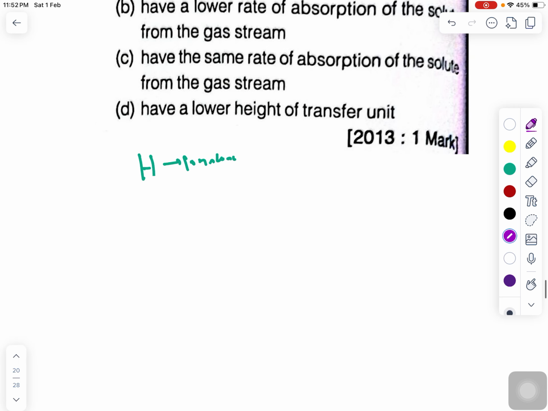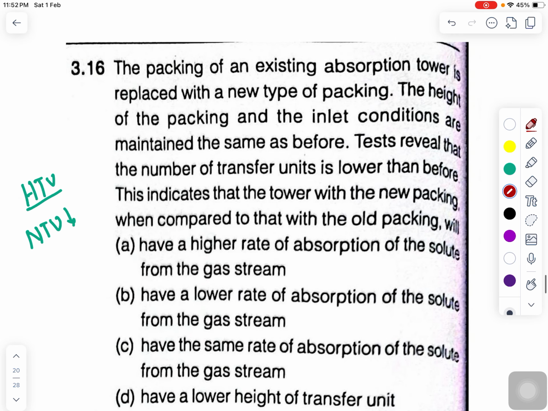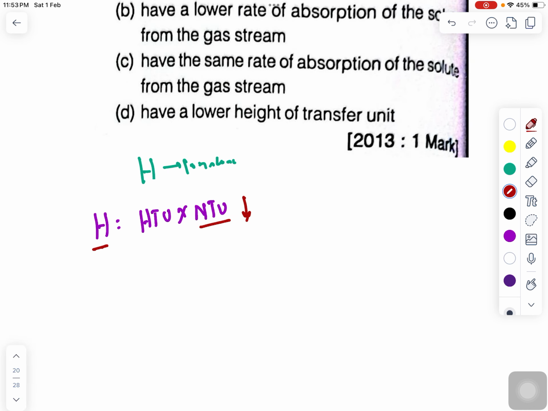If height is constant, then what is the height of the tower? Height is your HTU multiplied with NTU. Is that clear? So if H is constant, NTU is decreasing, right? Test reveals that the number of transfer units is lower than before. So NTU in the next case is lower than before.